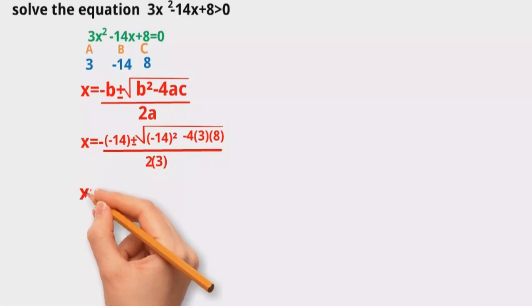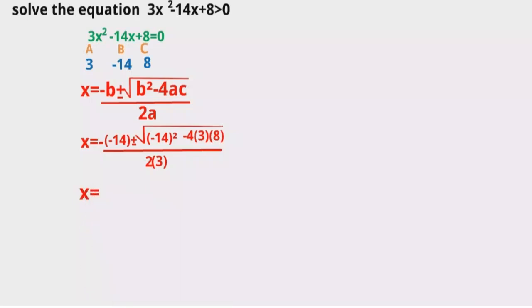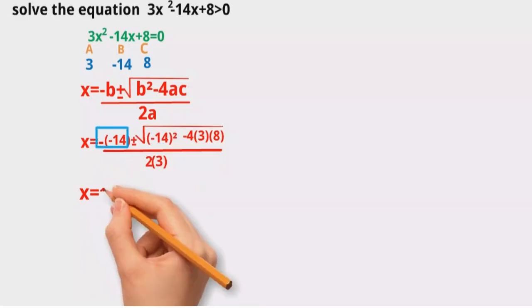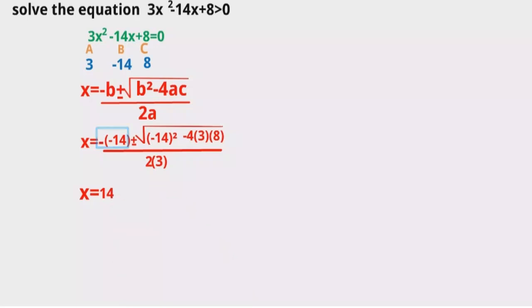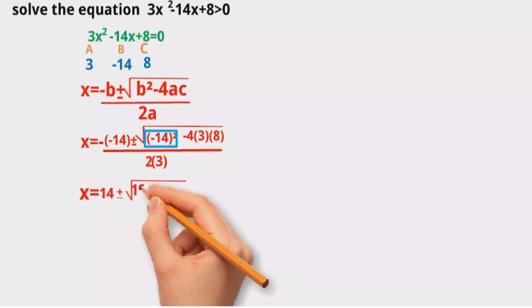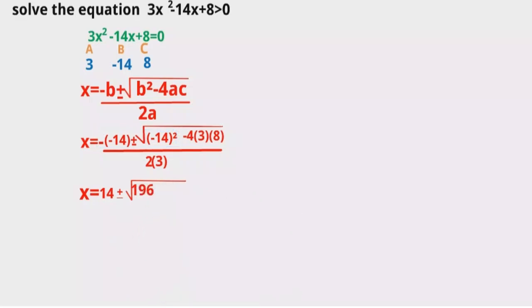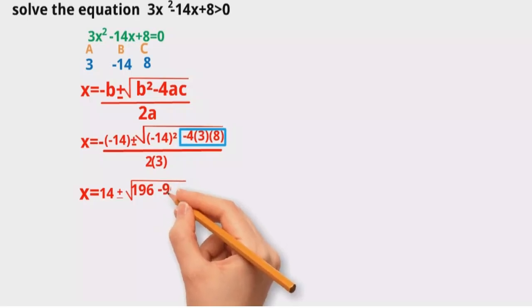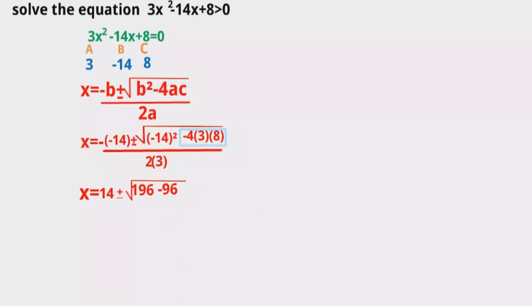Now let's do the actual calculations. First, we say negative times negative 14 will give us positive 14. We write the square root sign, then we square negative 14 to get 196. Next, we multiply 4 by 3 by 8 to get 96. Over 2 times 3, which gives us 6.